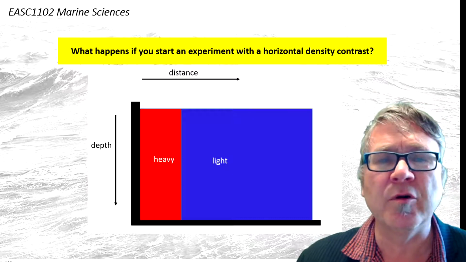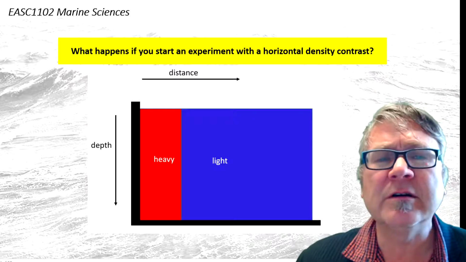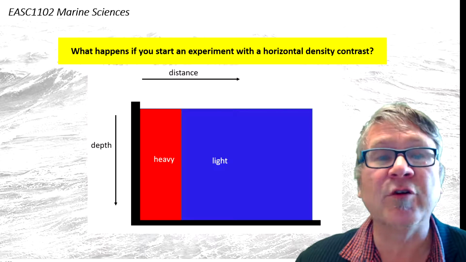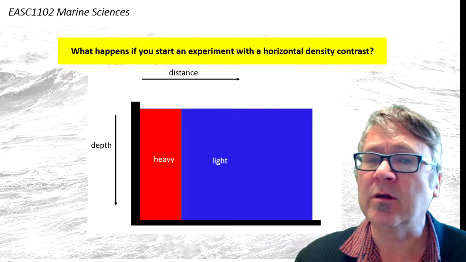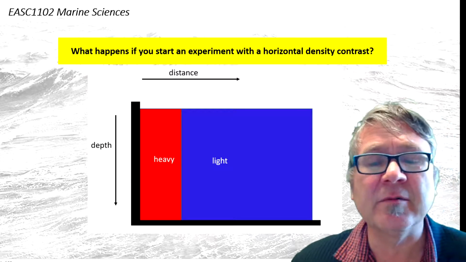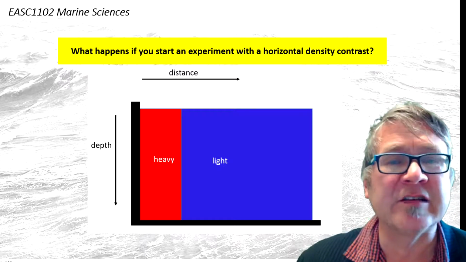So how do you create heavy water? It can be colder, okay, or it can be saltier compared to the other water. You can also put some dye into that water, and then you can see what actually happens.